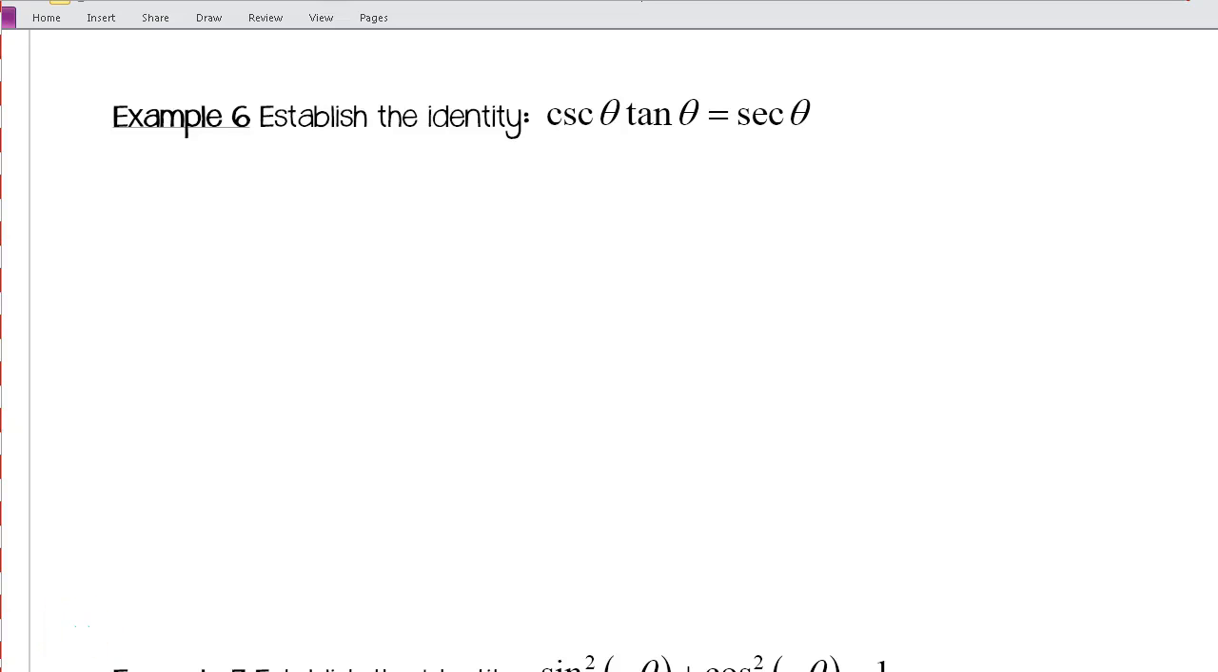This is Mr. Martin. These are video notes for Pre-Calculus Advanced. We're in the Unit 7 packet on identities, and this is example 6.